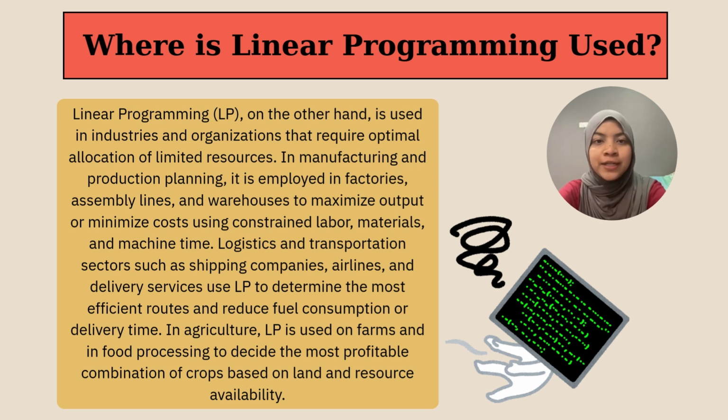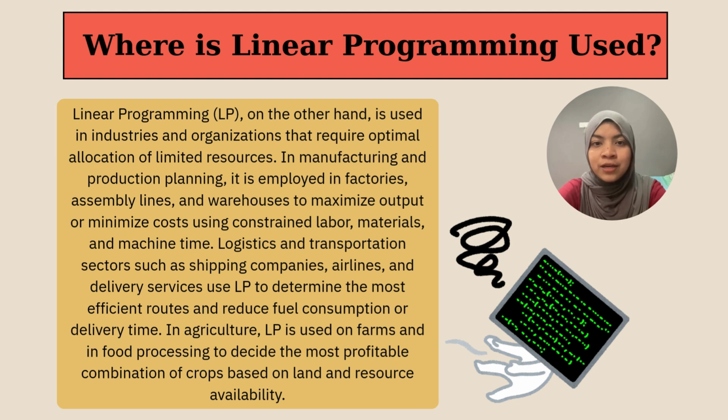Linear programming (LP), on the other hand, is used in industries and organizations that require optimal allocation of limited resources. In manufacturing and production planning, it is employed in factory assembly lines and warehouses to maximize output or minimize costs using constrained labor, materials, and machine time. Logistics and transportation sectors such as shipping companies, airlines, and delivery services use LP to determine the most efficient routes and reduce fuel consumption or delivery time.